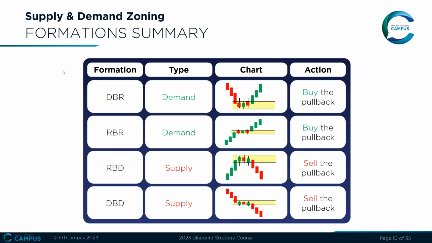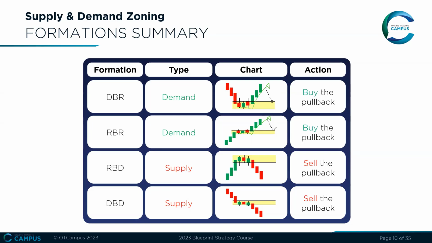So this is the formation summary. These are the formations that we have. We have a drop-based rally, DBR, and we have a rally-based rally, RBR. Those are demand zones, one being a U-shape, one being a rally-based rally. And what's really important for us when it comes to the demand zones is what both of them have in common is they have a base and they have a large rally out. This one as well, we have a base and we have a large rally out. And what we're going to do is we're going to buy the pullback into demand.